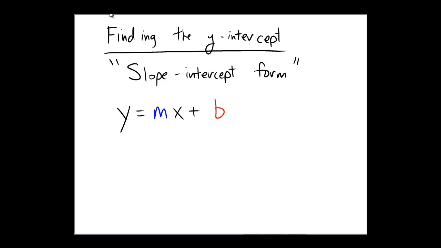Let's discuss finding the y-intercept from a very special form of a line, namely what we call the slope-intercept form. The slope-intercept form of a line in general is y equals mx plus b. Any linear equation, if you isolate the y and simplify appropriately, will be written in slope-intercept form.